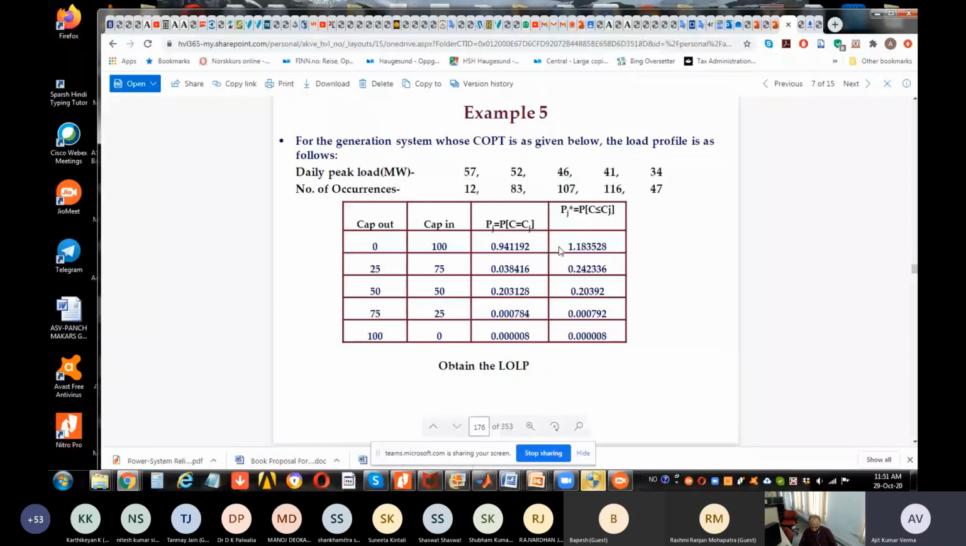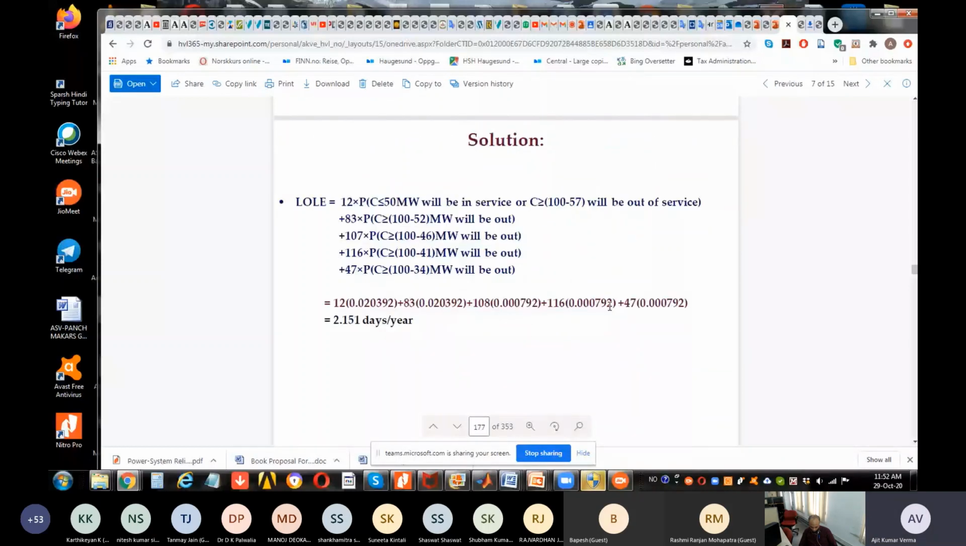Anyway, these are the probabilities which have been calculated. And then you simply add them up and it gives you the cumulative probability, which should not be more than one in any case. And if there is some error here, it's primarily because of time. So what is the loss of load expectation?